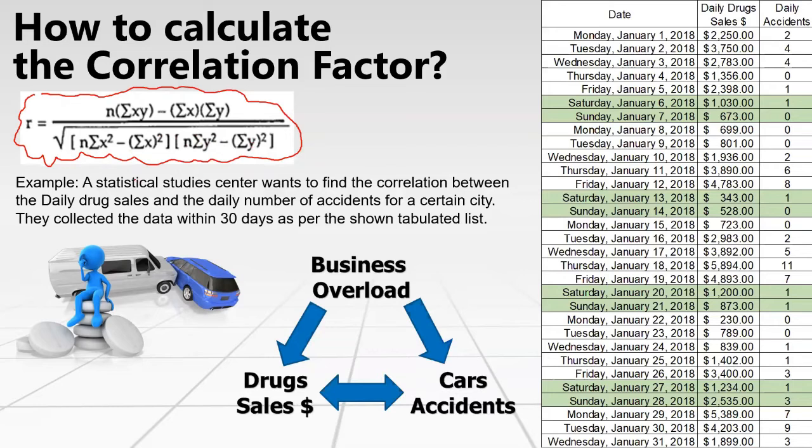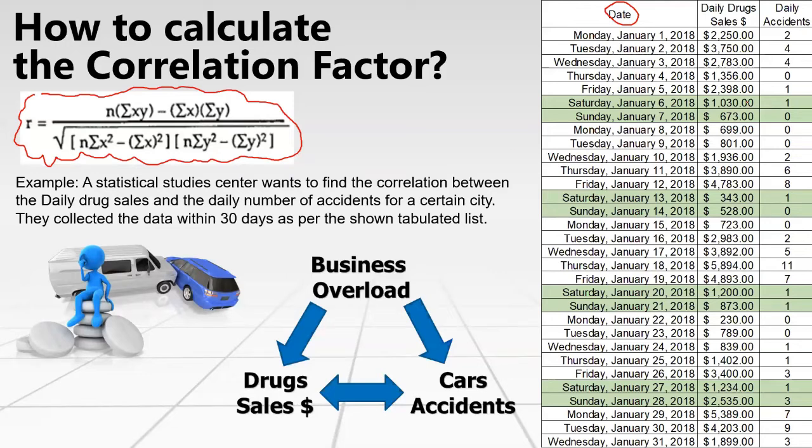So let's take the example. A statistical studies center wants to find the correlation between the daily drug sales and the daily number of accidents for a certain city. They collected the data within 30 days as per the shown tabulated list. So here is my tabulated list. It contains the dates of the measurement. They started from January 1 to the 31st of January, and they measured the daily drug sales in the city and the number of daily accidents.